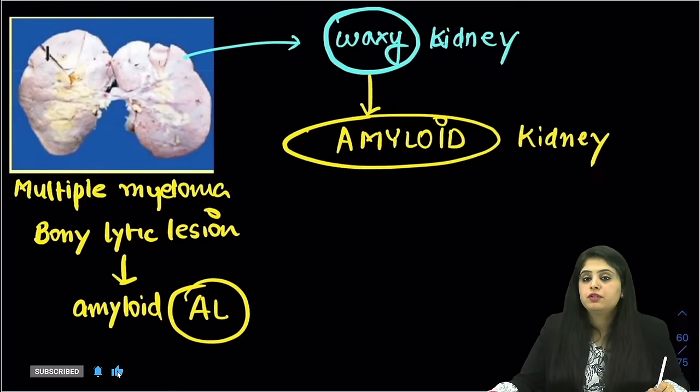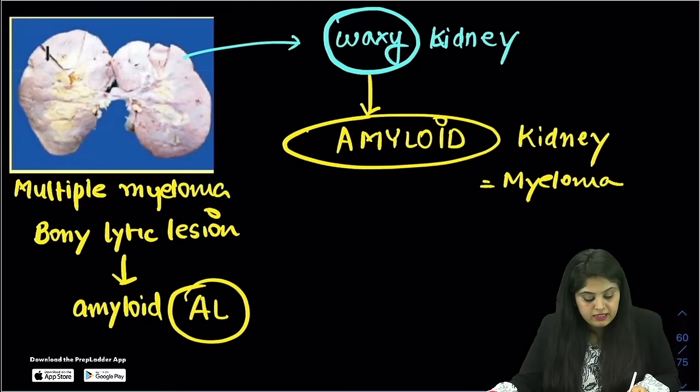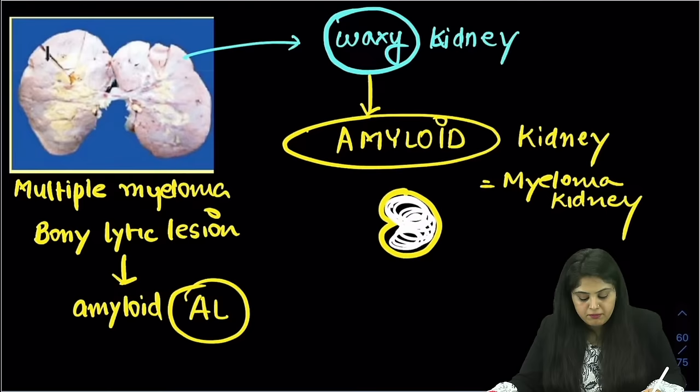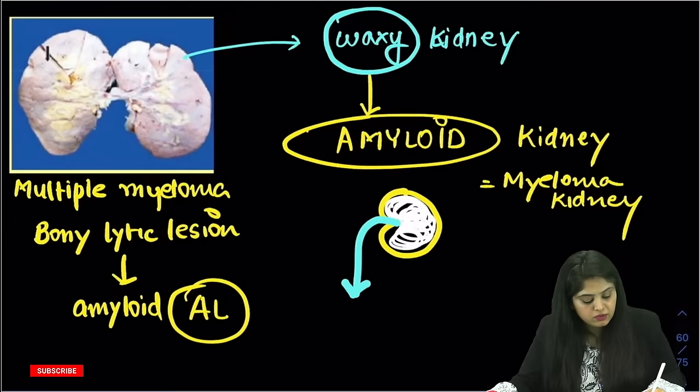So what would you want to call it? I'll call it a myeloma kidney. Amyloid kidney that has happened because of multiple myeloma is a myeloma kidney. So in this amyloid, if the kidney is becoming waxy, I call it myeloma kidney. Understood? But now that amyloid comes out into the blood, now all those light chains come out into the blood.